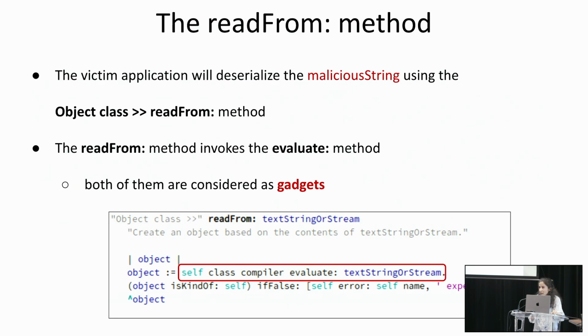I told you that, from our point of view, the method readFrom is a gadget, because it is using this parameter, which is a text string that is attacker controlled. Here I would also like to underline that in the readFrom method, the method evaluate also takes as parameter an attribute that is controlled by the attacker. So evaluate is also a gadget. Consider it as a gadget or as a weakness.